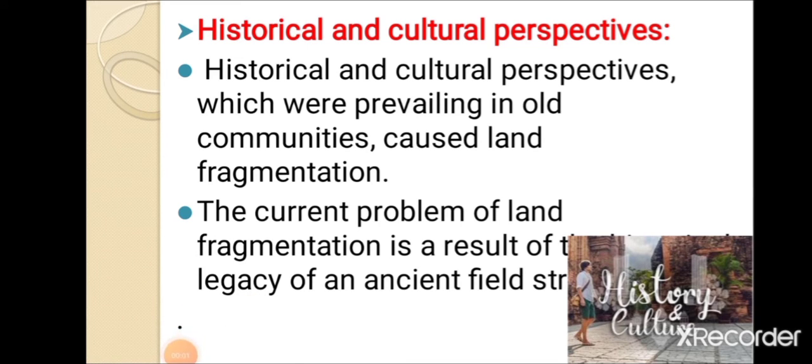Okay, so these are the different causes of land fragmentation, in which we see the pressure of population, law of inheritance, then fall in joint family system, decline in village handicrafts and industries, rural indebtedness, psychological attachment to land, then crop sharing, land market, and historical and cultural perspectives. So these factors are responsible for land fragmentation and subdivision.